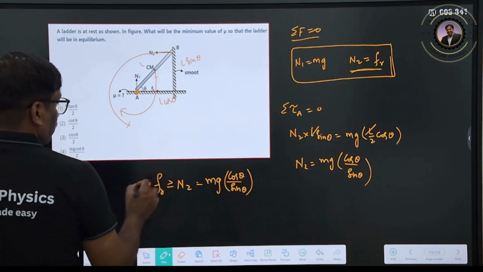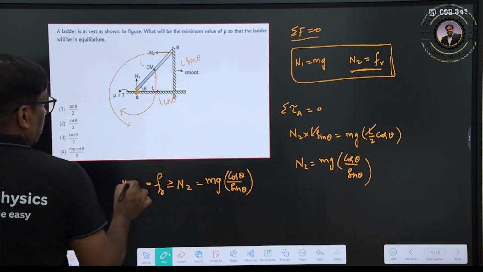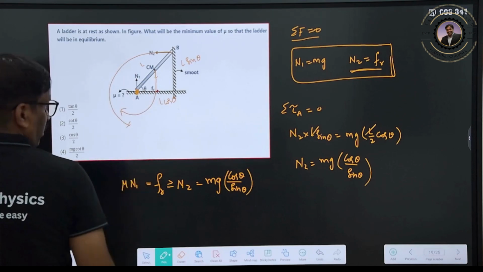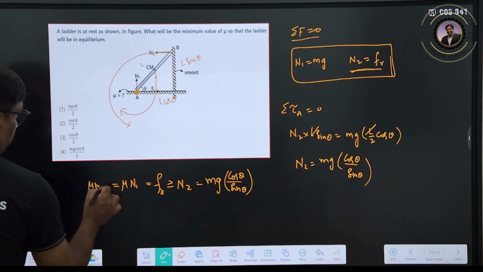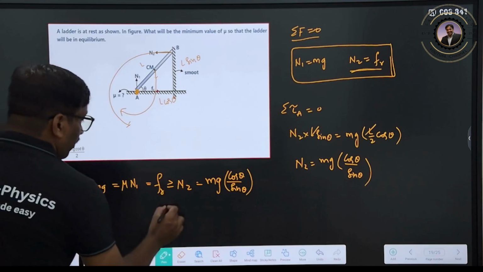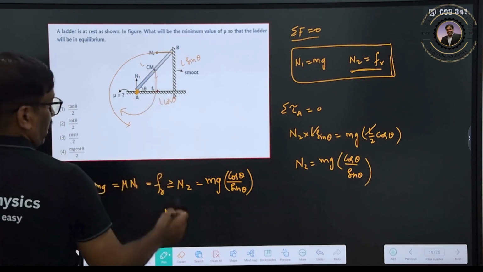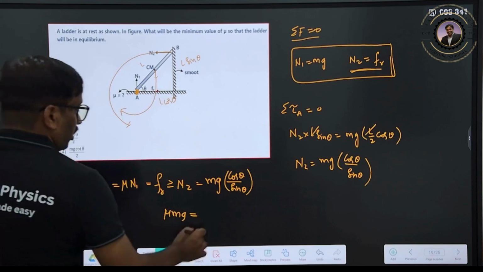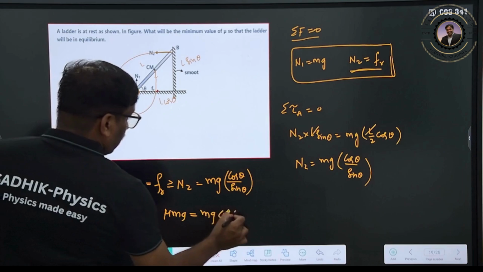So frictional force, what you can write now: what is the normal reaction at this point? Therefore mu into N1, but N1 you know now, mu into mg. So finally we can write down mu into mg; minimum value is said, no? Therefore the minimum value should be equal to mg into cot theta. Clear?